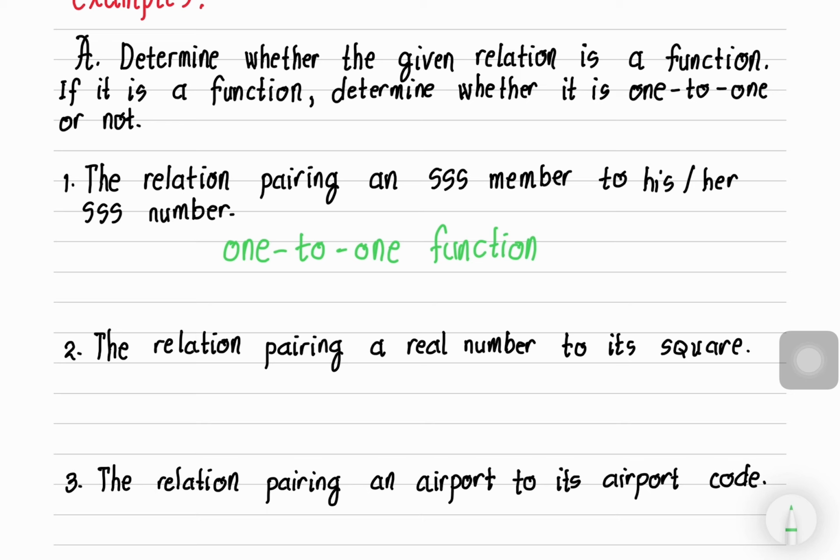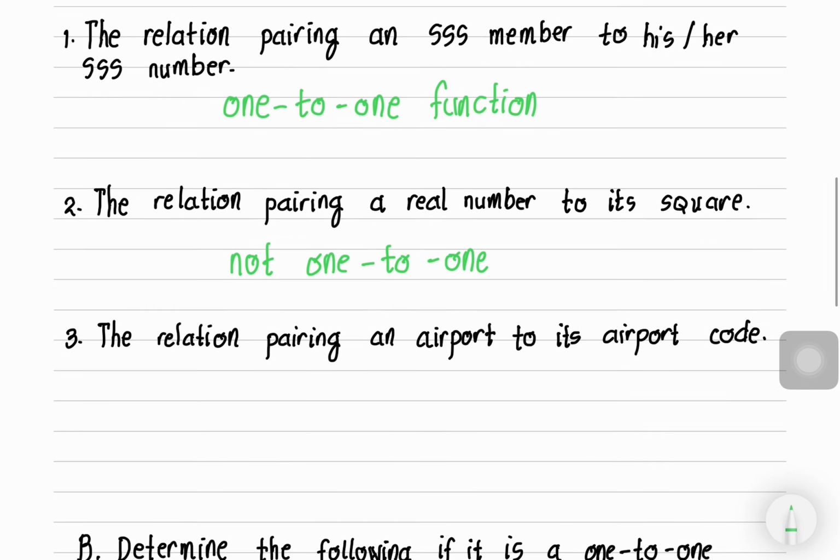So therefore, as I mentioned earlier, two different real numbers such as 2 and negative 2 may have the same square, but the function is not one-to-one. Okay? So as simple as that, not a one-to-one function. Okay, number 3.